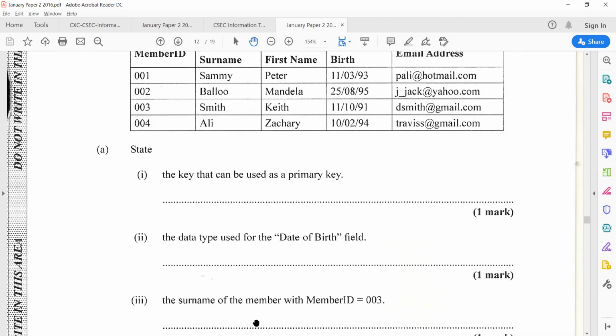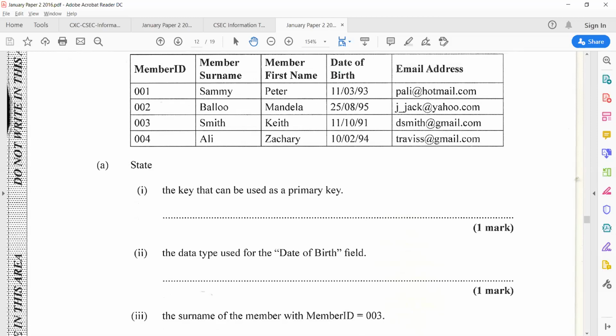What about the surname of the member with member ID 003? So for this, we look for member ID 003. We get that record, and then we get the surname. And the surname for that member is Smith.